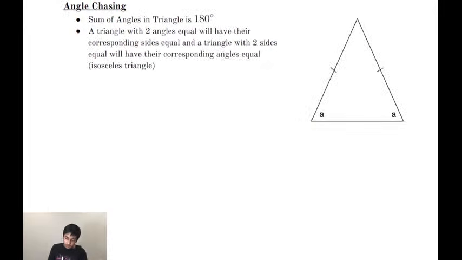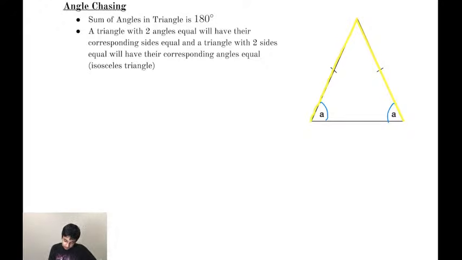Okay, so angle chasing. There's a lot of theory here. The sum of the angles in a triangle is 180 degrees. A triangle with 2 angles equal will have their corresponding sides equal. And triangles with 2 sides equal will also have their corresponding angles equal. So for example, if we have that these 2 side lengths are equal, then the angles inside must be equal. These angles A must be equal. And similarly, if the 2 angles A are equal, the 2 yellow sides must be equal. So one is true, the other must be true, always.